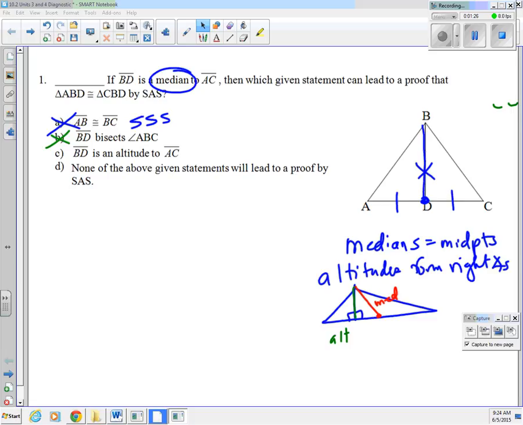BD being an altitude produces right angles, and that gives me side angle side. So you have to know what an altitude does. And by the way, I made an error here. This should have been side angle side, but choice C is correct for that one.